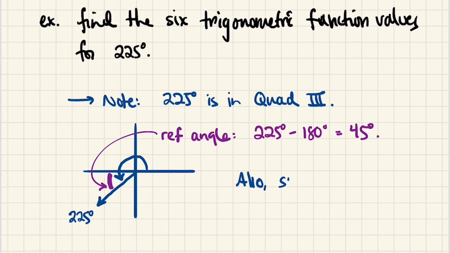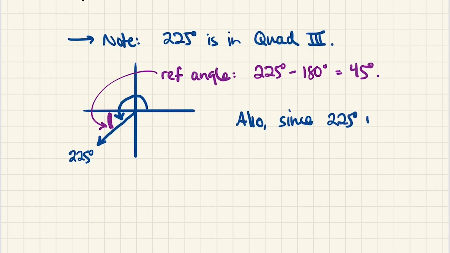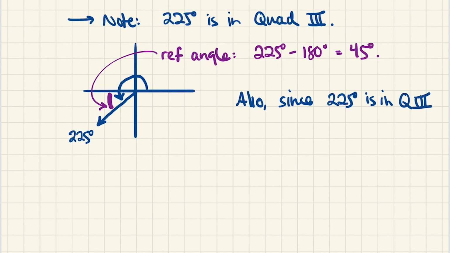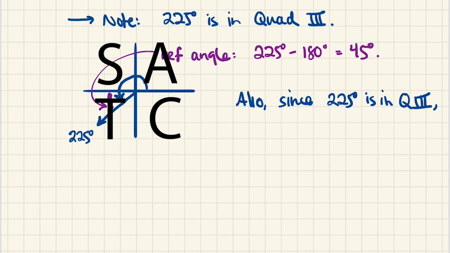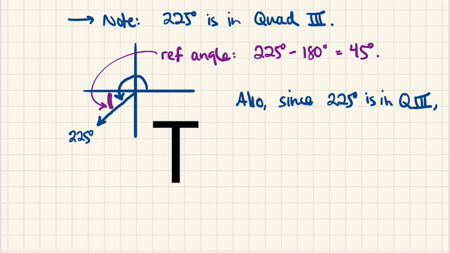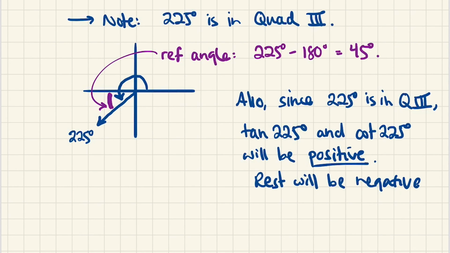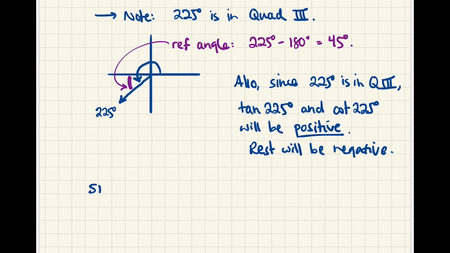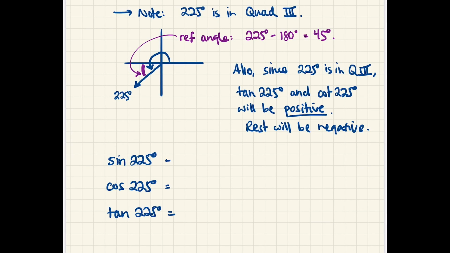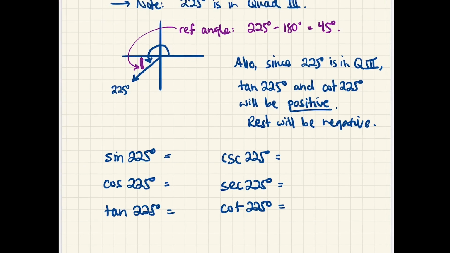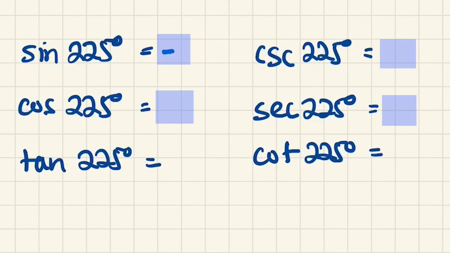So also, since 225 degrees is in quadrant 3, and we know all students take calculus, the T for quadrant 3 tells us that tangent and its reciprocal cotangent will be the only positive values. The other four trigonometric functions will produce negative values. Okay, so let's get ready to write down our answer here. And we know that everything's negative except for tangent and cotangent, so just put those negatives in now.